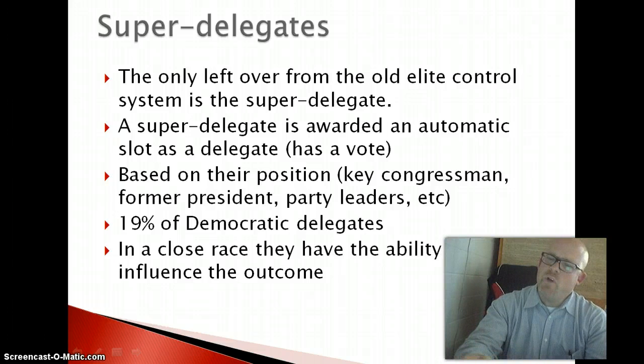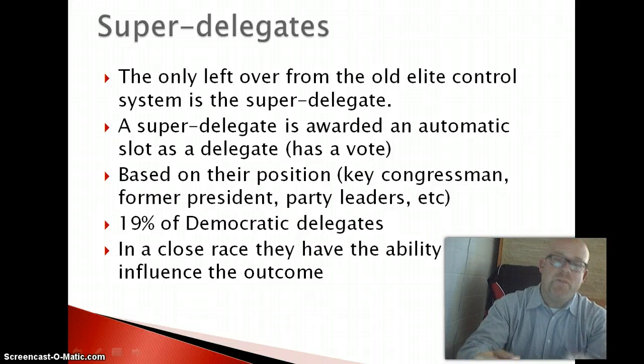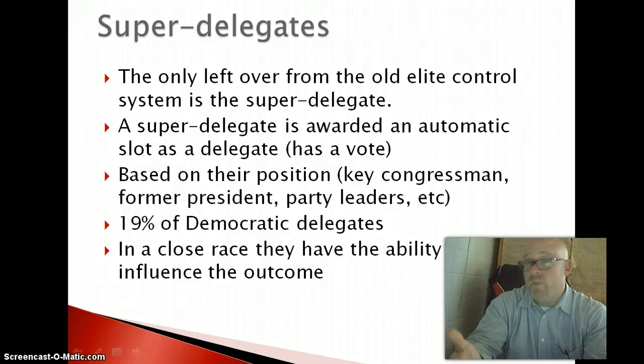You can see that in a close race, they do have the ability to influence who is going to get that nomination. They can affect the outcome. 20% of the vote, 20% of those seats. It's going to be influential if they do use their votes, and they could possibly upset the voters or give an advantage to one of those candidates.